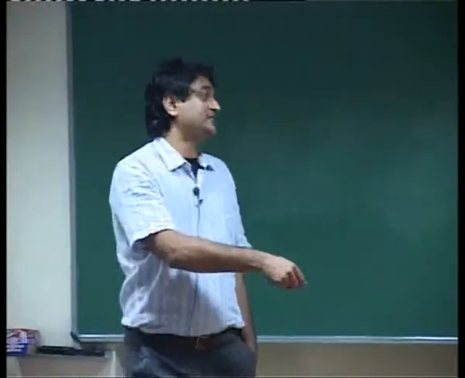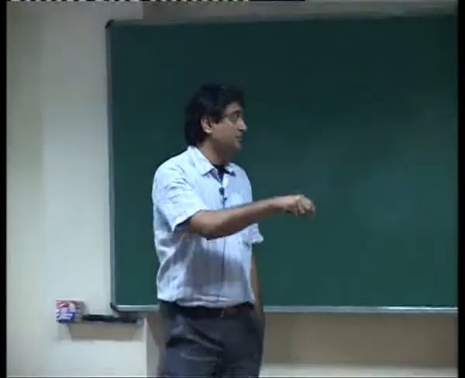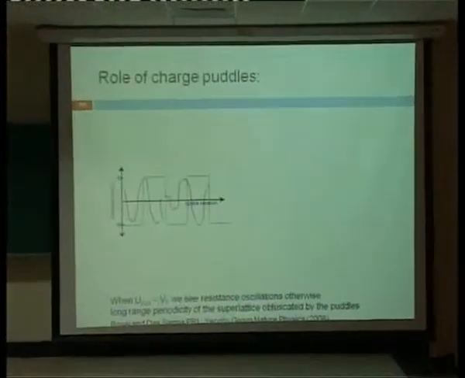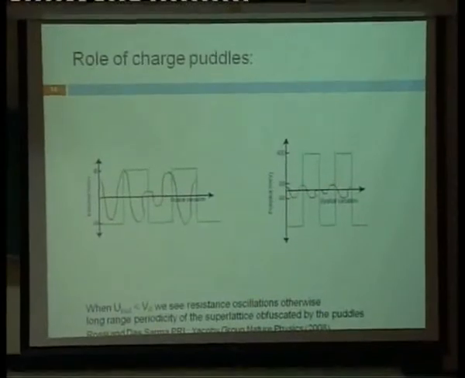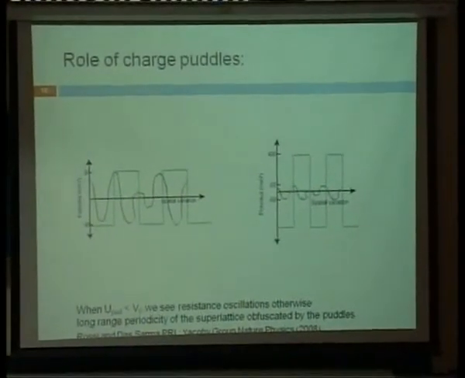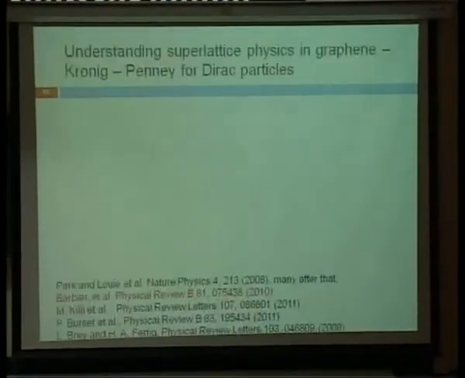So if this is the cartoon picture, if my puddles are like this and I'm trying to imprint a potential which is comparable to it, it's basically no good. But if I have puddles on my graphene which are of a much smaller energy scale, then I can imprint the potential much more effectively.